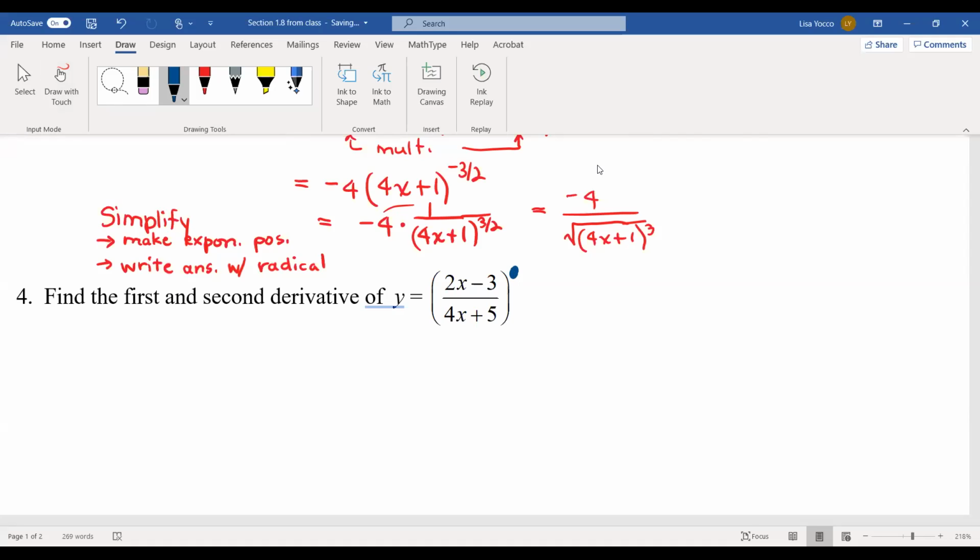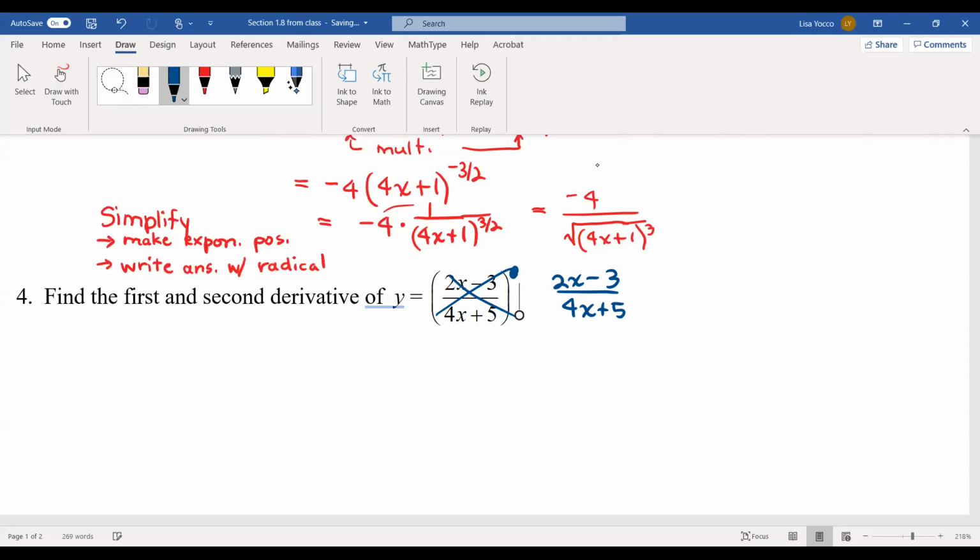Okay, I'm going to do problem 4, but notice I'm taking away the exponent, because that was the one we looked at last time, which was a combination. This would be really messy. That would be a combination of chain rule and quotient rule. So let's take the power off, and so it's just a quotient. So let's just write it as 2x minus 3 over 4x plus 5.